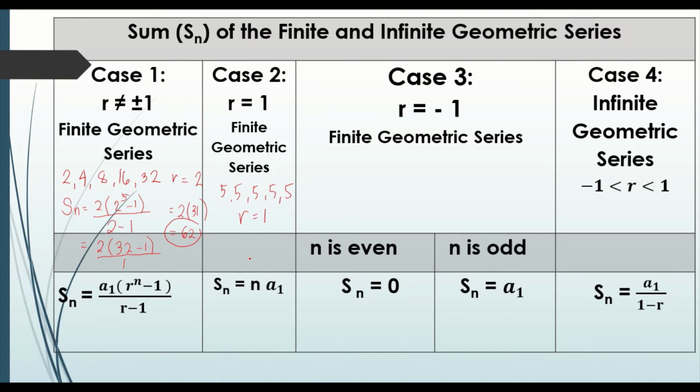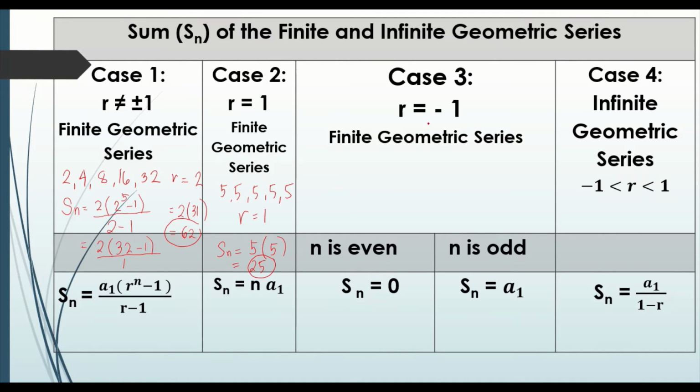So our solution will be S sub n is equal to n times a sub 1. Our n here is the number of terms. So we only have 1, 2, 3, 4, 5. So S sub n is equal to the number of terms, 5, times a sub 1, 5. So our answer is 25. If we add 5 plus 5 plus 5 plus 5 plus 5, it is 25.